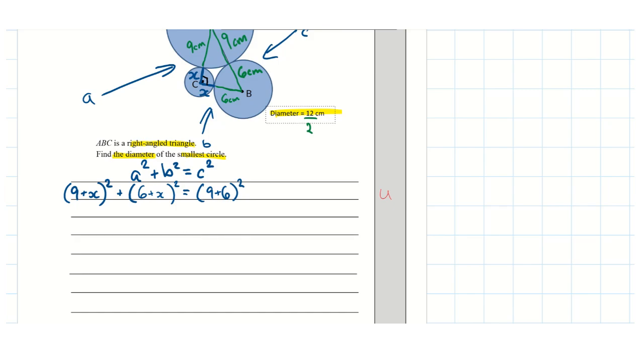9 plus 6 is pretty easy. 9 plus 6 is going to give us 15 squared, and everything else here is going to stay exactly the same, right? I'm not changing anything over here, so I'm just going to copy it all out. Now we need to know what 15 squared is.